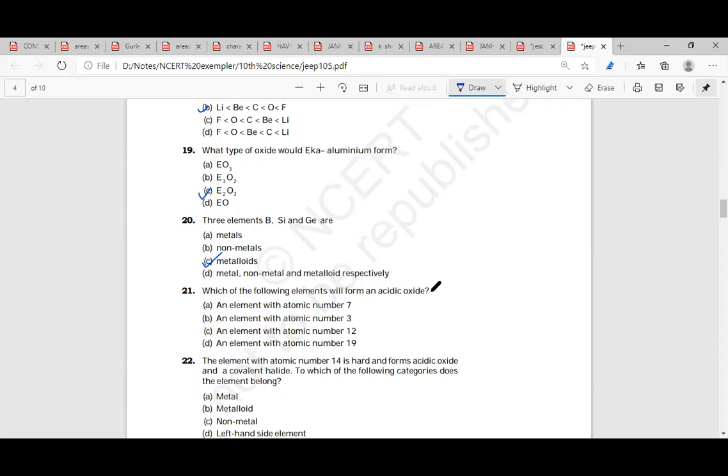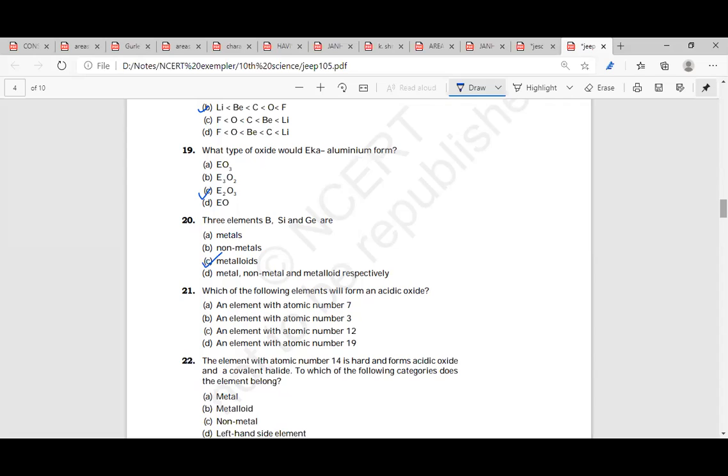Acidic oxides are formed by a metal or a non-metal? Non-metal. So which of these is a non-metal? Atomic number 7. 3 is lithium, it's a metal. 12 is magnesium, metal. 19 is potassium, that is a metal.